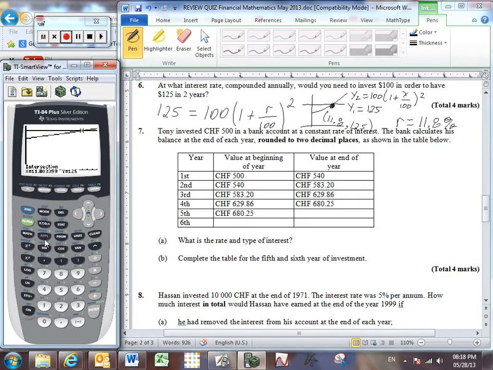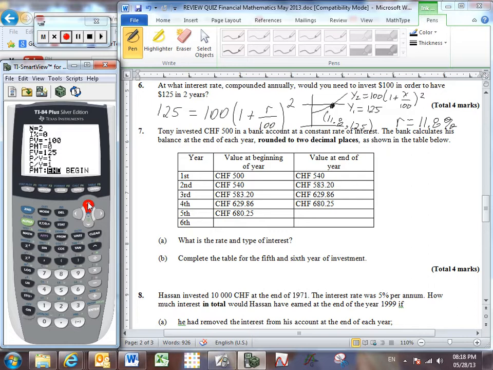The other method I could have used would have been Apps, Finance, and the TVM solver. I'm investing $100 for 2 years, and I don't know what the interest rate is, so I'll come back and solve for that in a minute. Here's my investment of $100. It's negative because I'm investing it, and I want to eventually have a future value of 125. So I'm only compounding once a year. Sorry, all these questions are only compounding once a year.